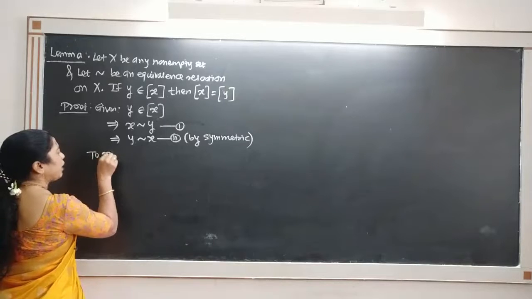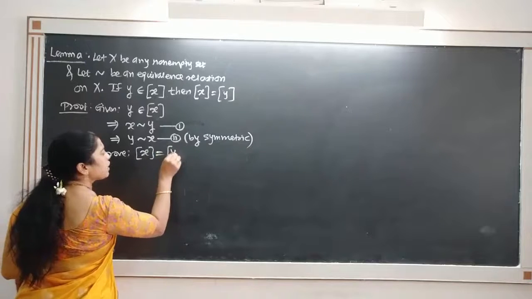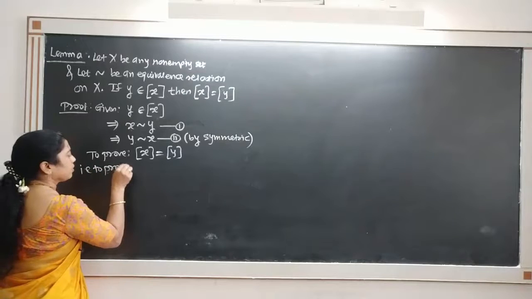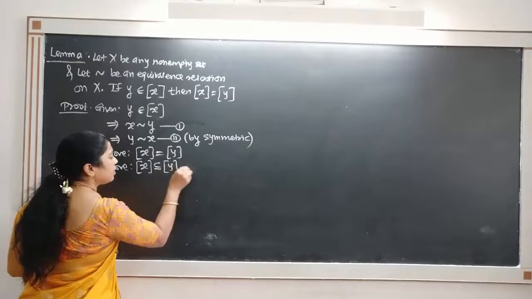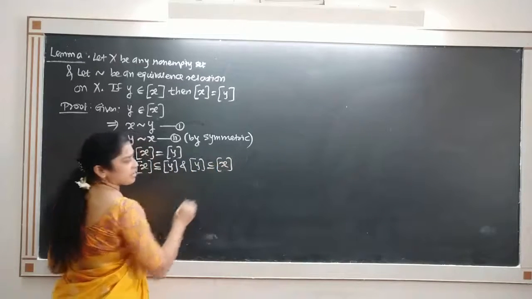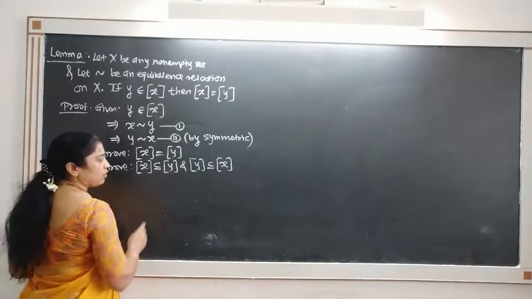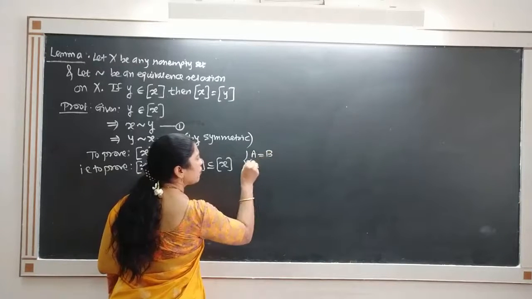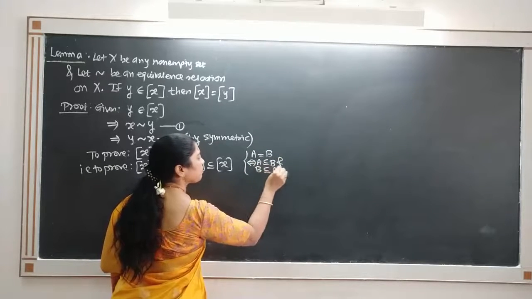Now we want to prove that the equivalence class of X is the same as the equivalence class of Y. That is, we want to prove that the equivalence class of X is a subset of the equivalence class of Y, and the equivalence class of Y is also a subset of the equivalence class of X. Why is this the result? Because we know that A is equal to B if and only if A is a subset of B and B is also a subset of A.